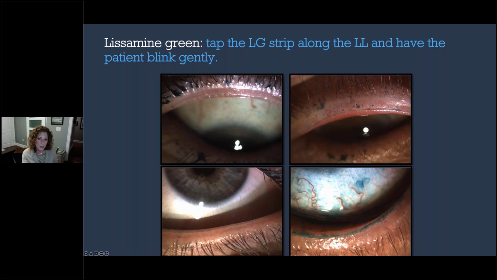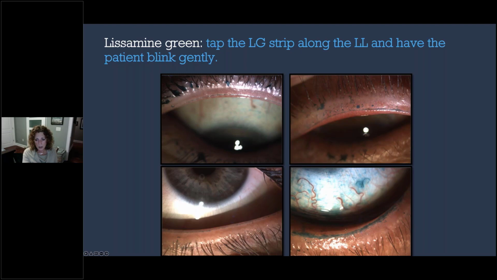And this is the person, especially the more exaggerated this is, that when they blink, their tears are not spread well. They already have basically an immediate breakup time because it's not working the way that it should as far as spreading the tears and being that gatekeeper, that windshield wiper for the ocular surface.